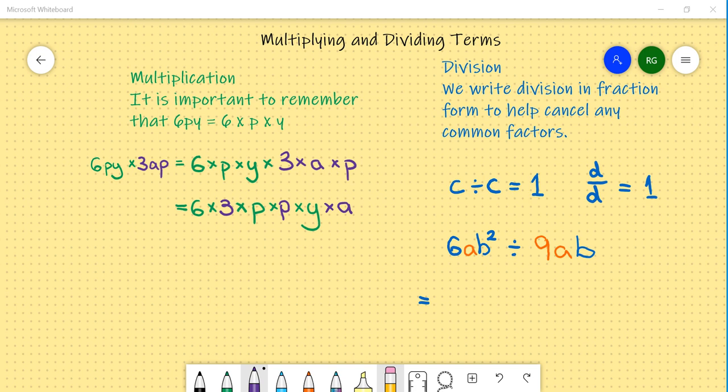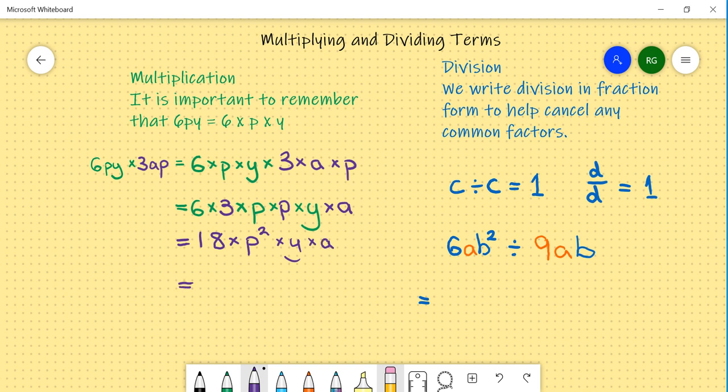It is always best to start with rewriting the numbers. So 6 multiplied by 3 is simply 18. Now when we have a p multiplied by a p, a common misconception is that people assume that is 2p, but that is not correct. P multiplied by p gives us p squared, so p to the power of 2. Then we still have our y and our a.